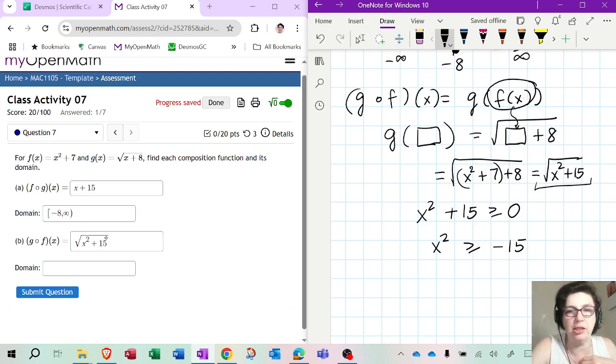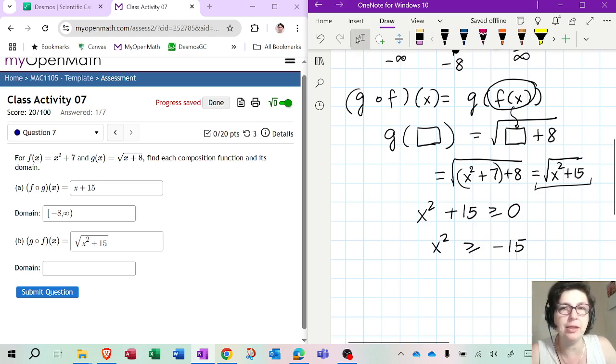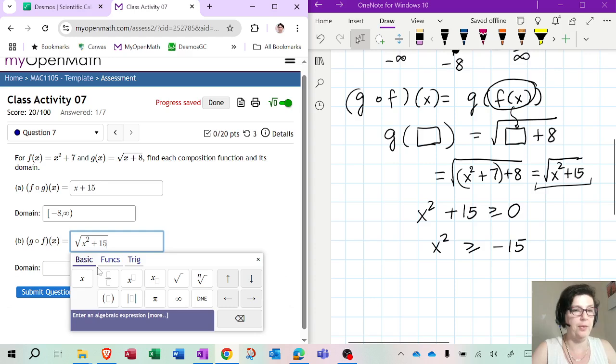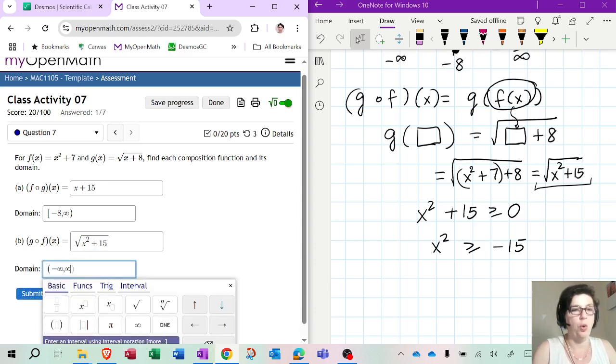Please don't try to take the square root of both sides, God forbid. That is not going to work because you're going to get square root of a negative number, which is just imaginary. But the conclusion here is that because x is squared, because if x wasn't squared, then you would have x greater than or equal to negative 15. But because x is squared, it's some kind of non-negative answer. Whatever x you plug in, this is going to be positive or 0, and that's always greater than negative 15. So here, actually, the domain is all real numbers.